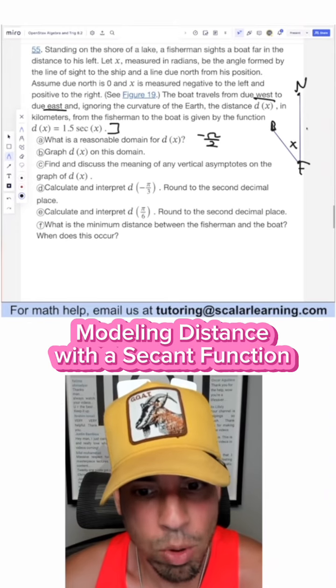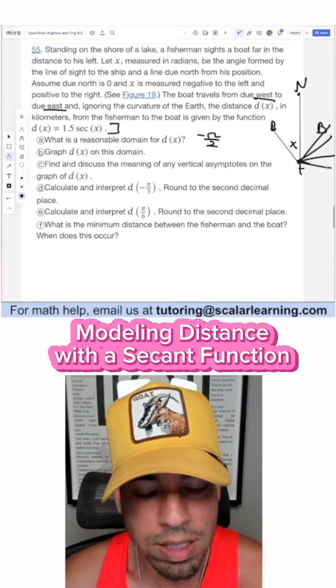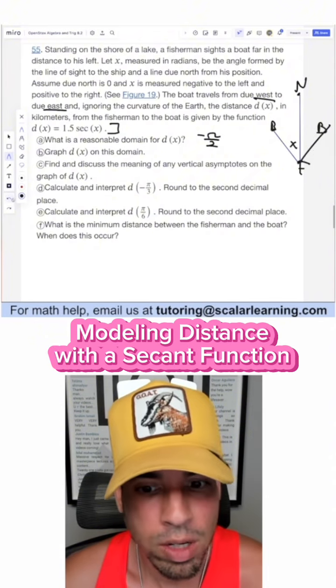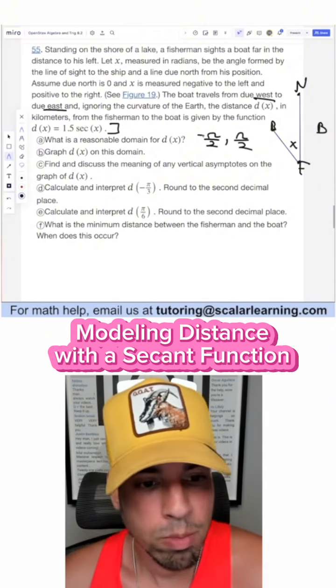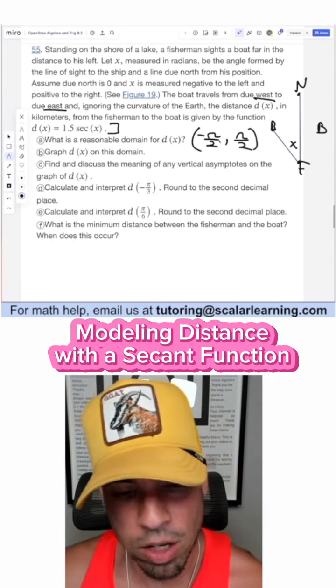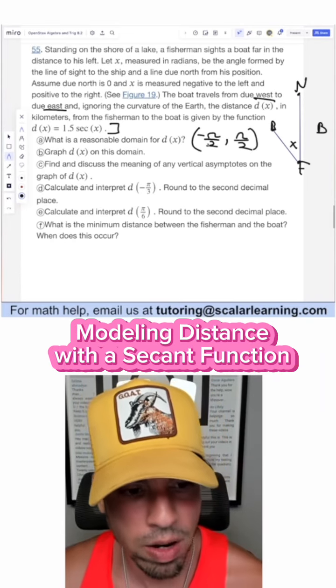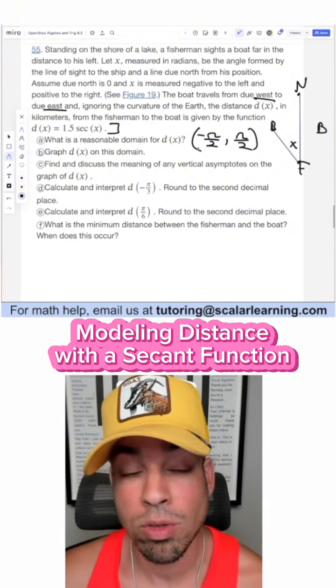And then as the boat goes to the right, now we're talking about positive angles, but even as it goes further and further, it's never going to go beyond 90. So again, in radians, that's pi halves. So I'd say a reasonable domain would be from negative pi halves to pi halves, not including those values, but up to those values, so hence the curved parentheses.